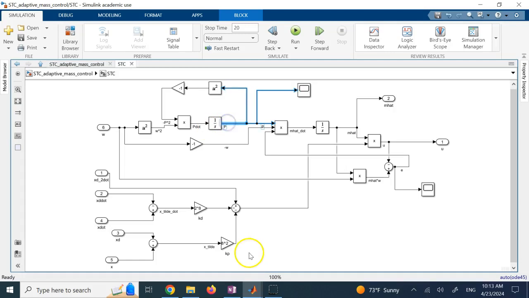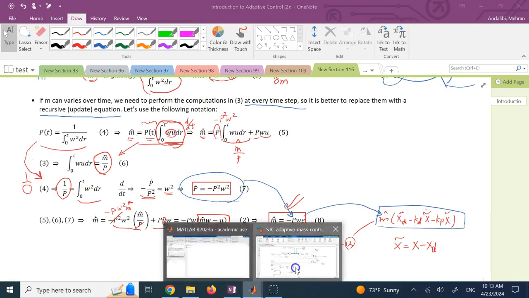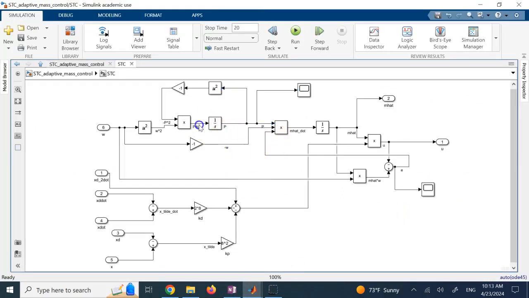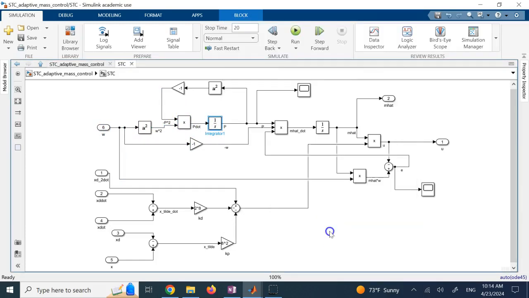How did I get P? I went from this equation, that P dot is negative P squared W squared. So if you look here, this is P dot. Clearly it's what? Negative P squared. So I got the feedback from P, squared it, made it negative P squared. And then this W, I made it square. So this is negative P squared W squared, which is P dot. And for my initial P, I just plugged in 1, okay? You can change that number. It's not going to change anything. And I ran the system for 20 seconds.